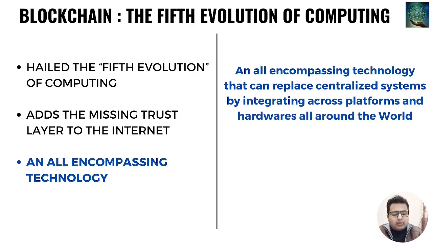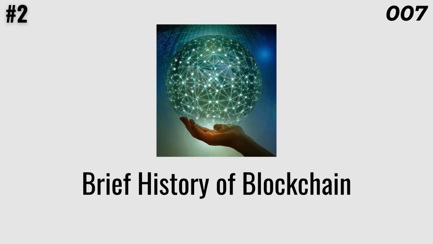So it's an encompassing technology that can replace centralized systems by integrating across platforms and hardware all around the world. So it can be integrated across all the platforms, meaning all the centralized architecture can be converted into decentralized architecture using blockchain technology. That's what is called an all encompassing technology.